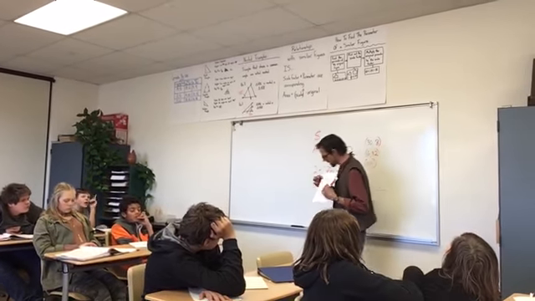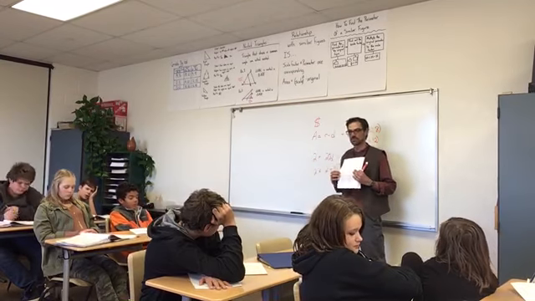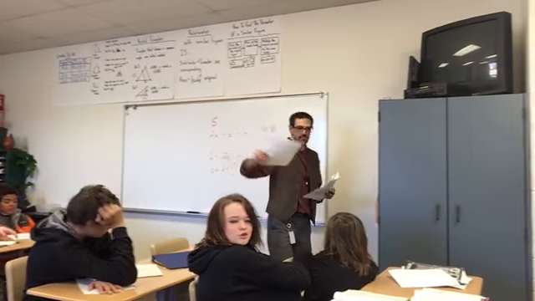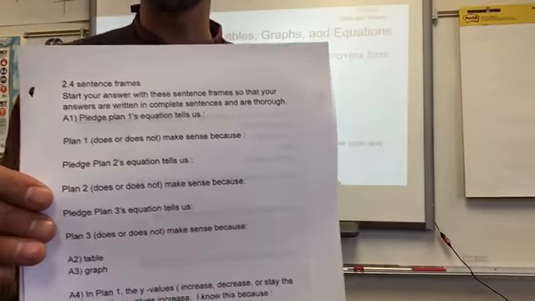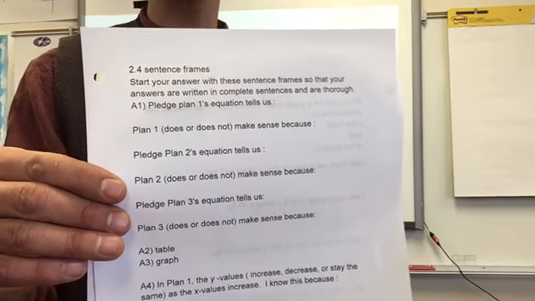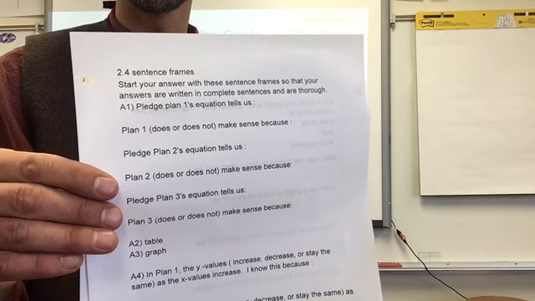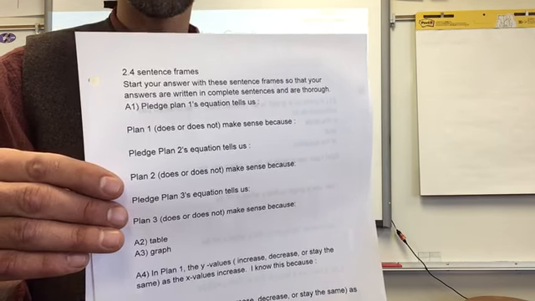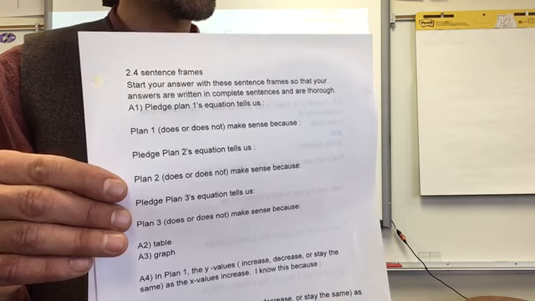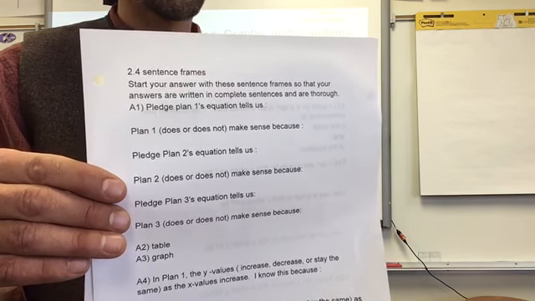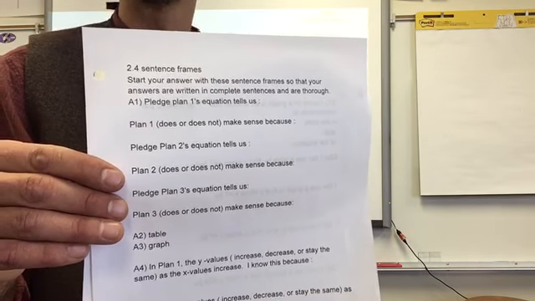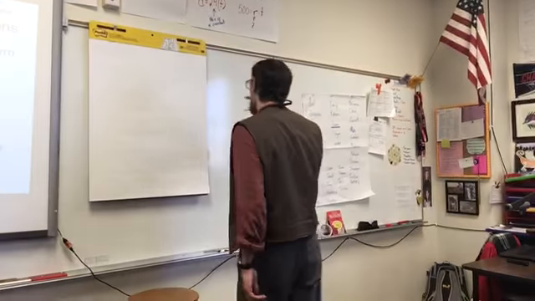Today, on your sheet, you have X values. They're already given to you. Okay, everyone get out the sentence frames 2.4. This is what I'm going to have you do. I want you to go ahead and read the very beginning where it says start your answer. Yeah, some kids read slow. They can pause.